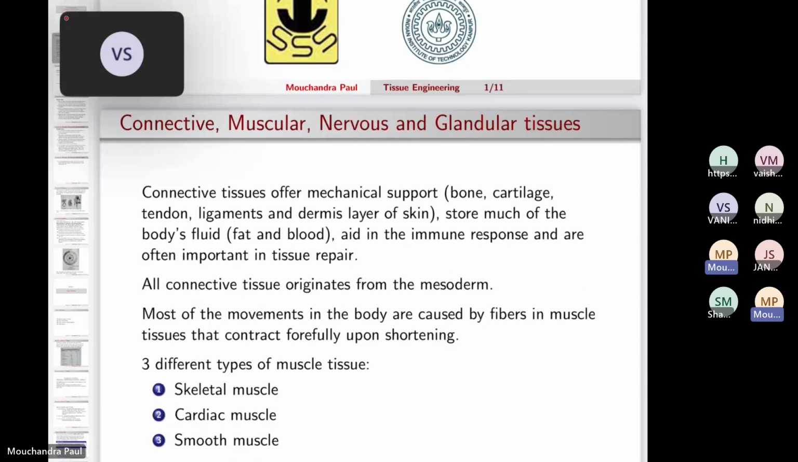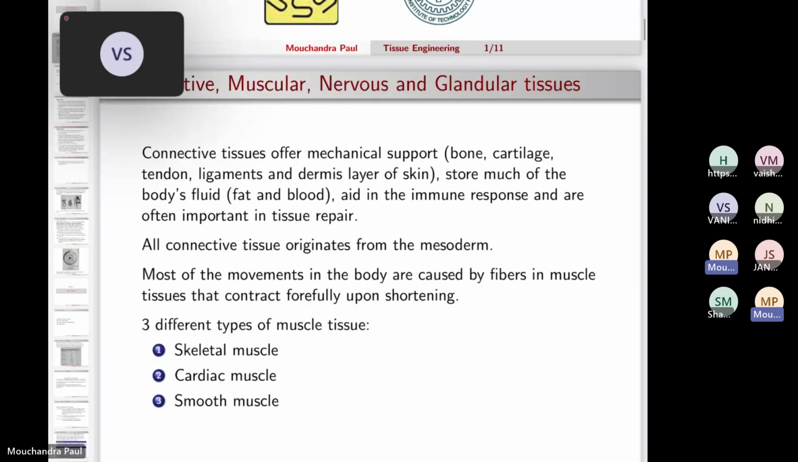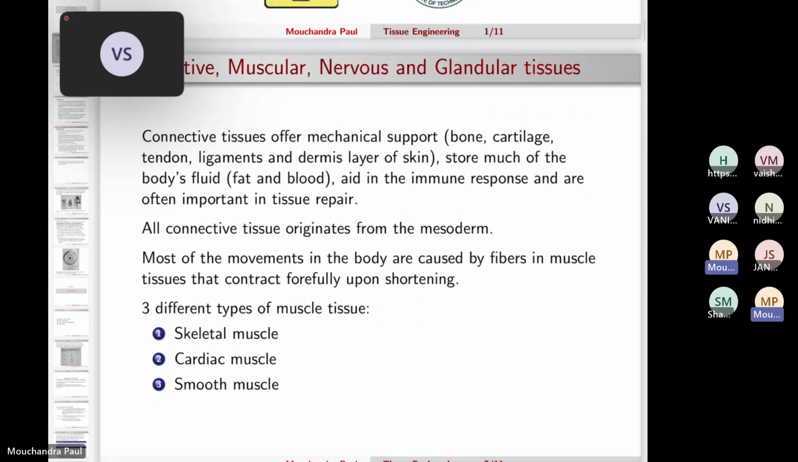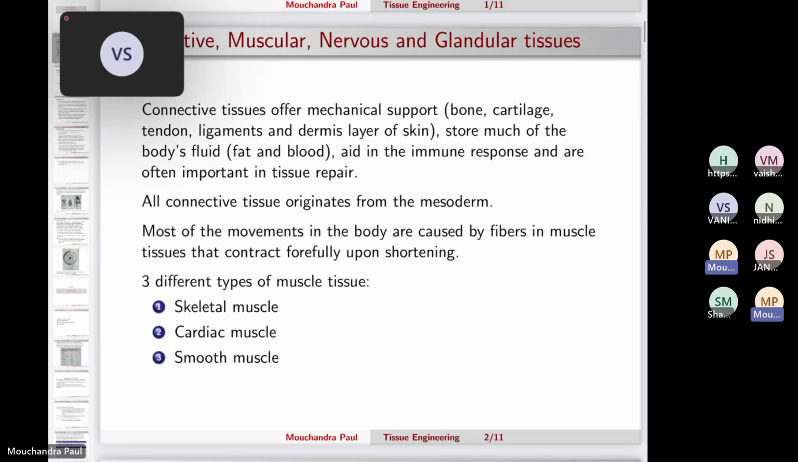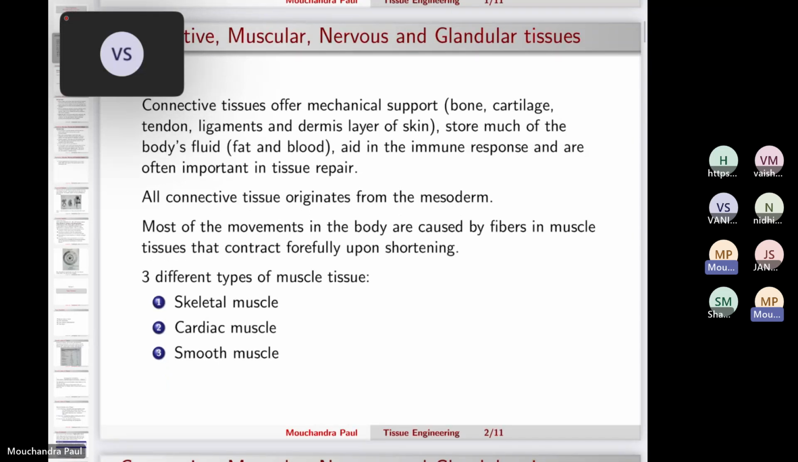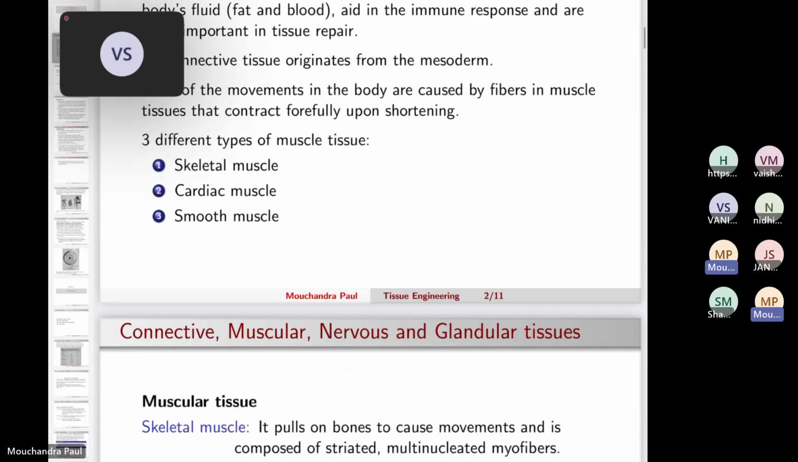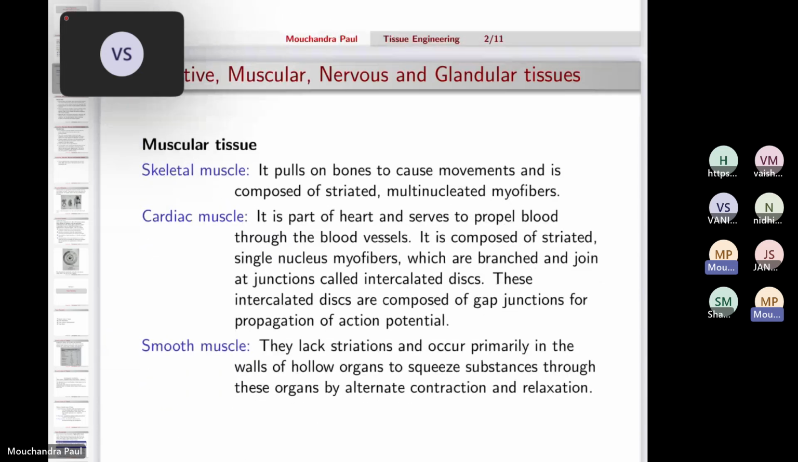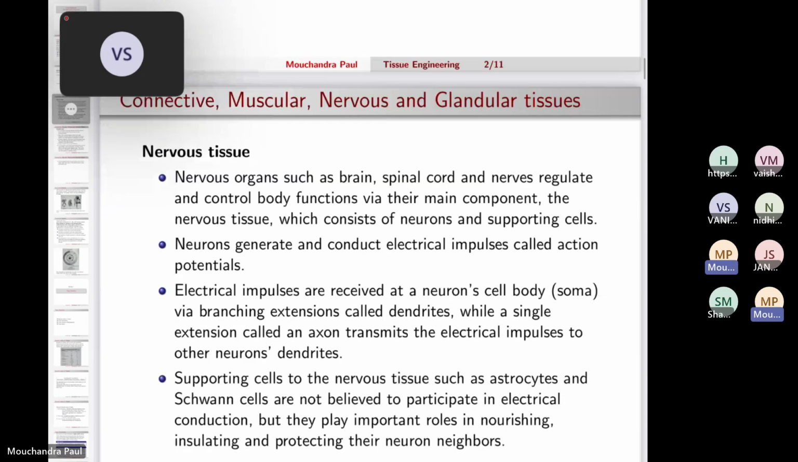After the quiz, we looked into various kinds of tissues. There were epithelial tissues, connective tissue, muscular tissue, and so on. The characteristic features of epithelial tissues we covered already, and we also looked into what types of muscular tissues there are, like skeletal muscle, cardiac muscle, and smooth muscles. We described the characteristic features of each type of muscle tissue.